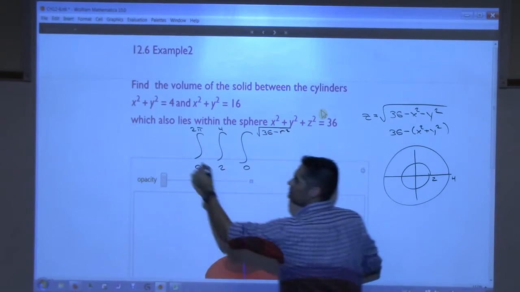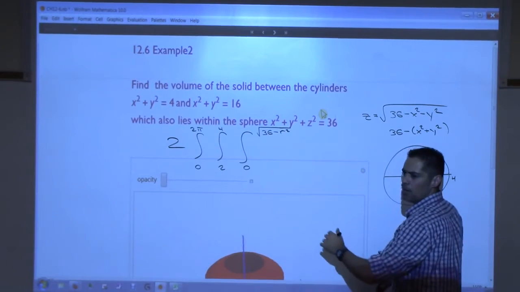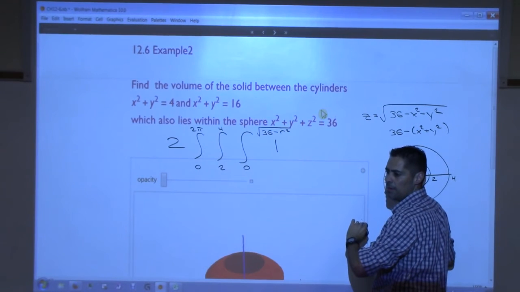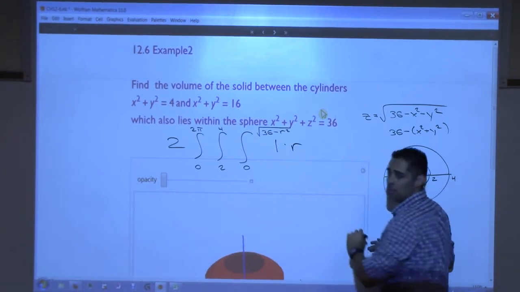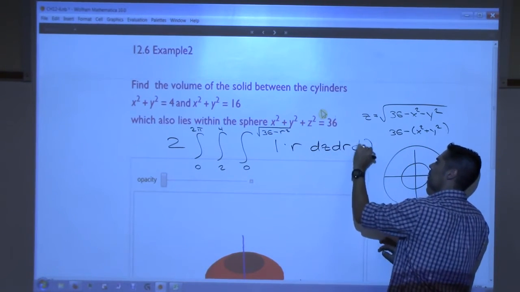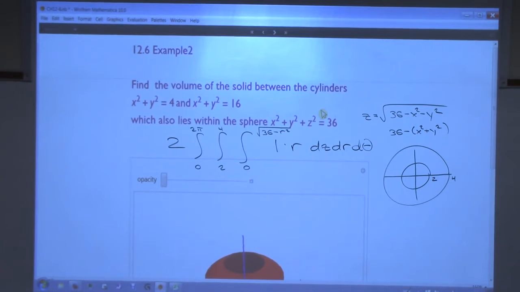Now I forgot, I have to double this because this is a volume, right? I'm integrating what? 1. Then r because I'm in cylindrical. Then dz, dr, d theta. I don't know if you followed that, but that's it right there.